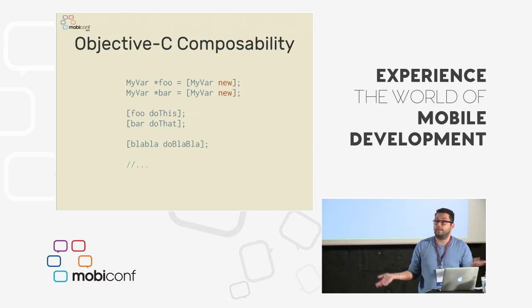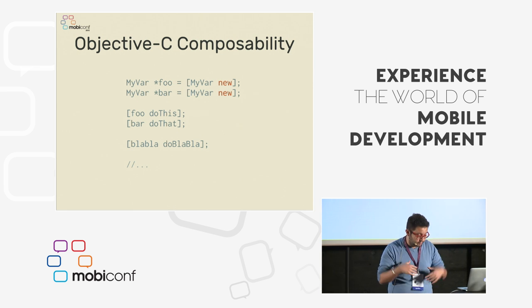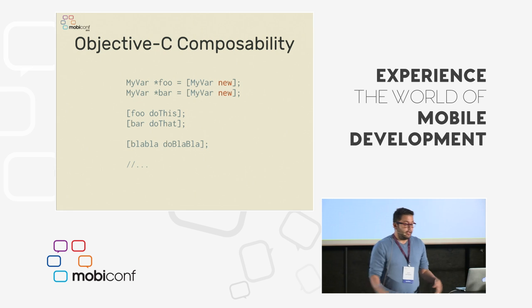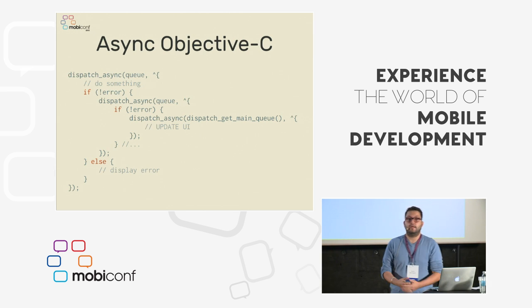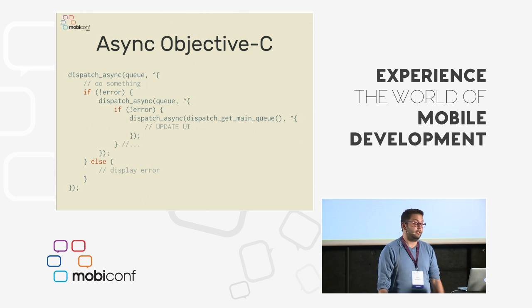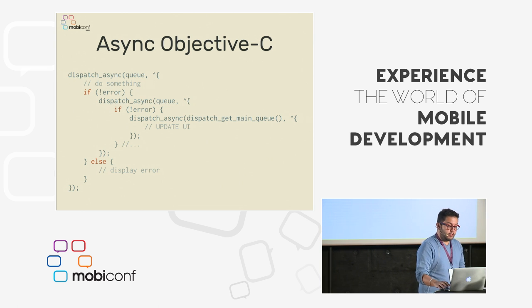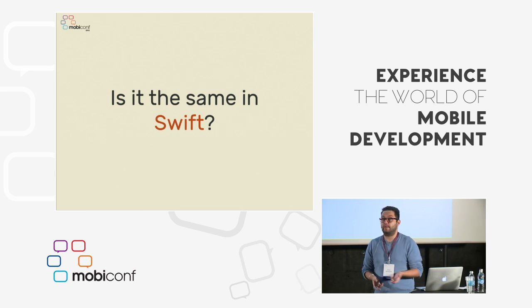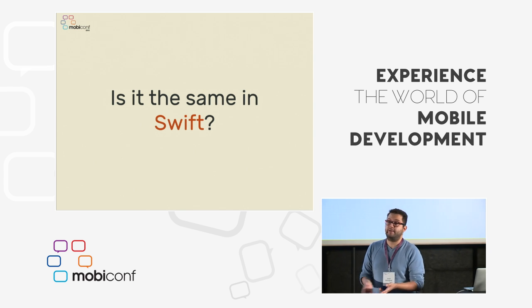And this is actually a code example. And then when it comes to asynchronous programming, we end up in callback hell. And then we start to have edge checks. The question now is: is this actually the same in Swift? Do we compose in the same way in Swift?